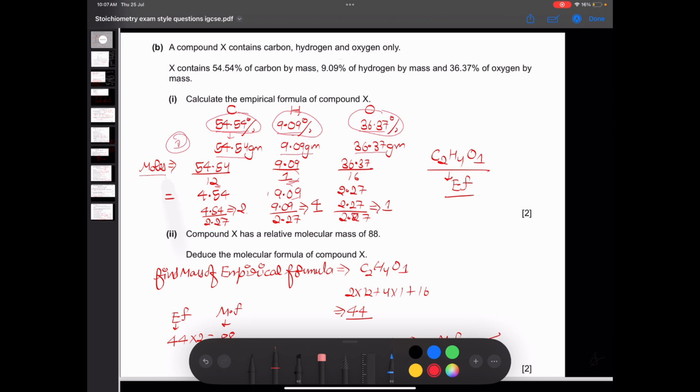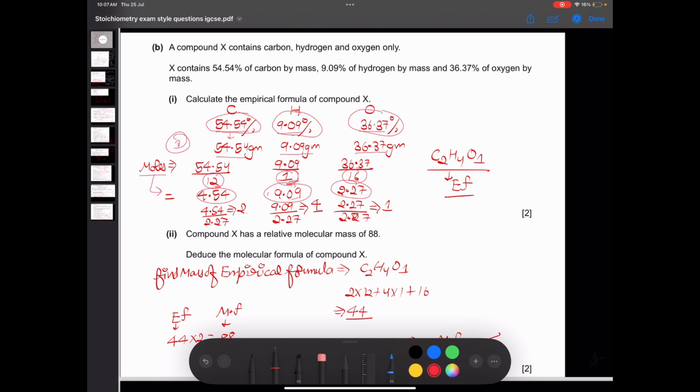Step number two is figure out the moles by doing given mass by atomic mass for all of them. Carbon's atomic mass is 12, hydrogen atomic mass is 1, oxygen atomic mass is 16. What do we get from this? We get moles. Moles of carbon are 4.54, hydrogen 9.09, oxygen 2.27.